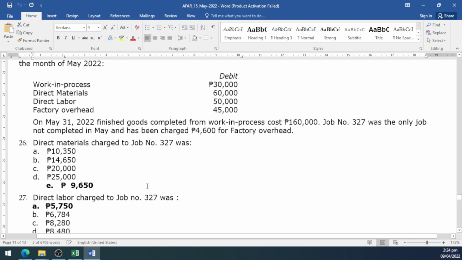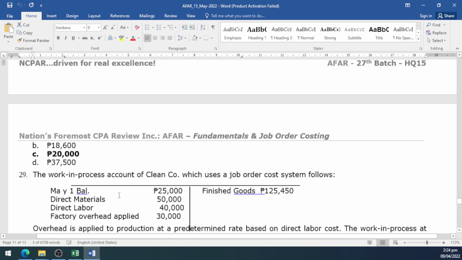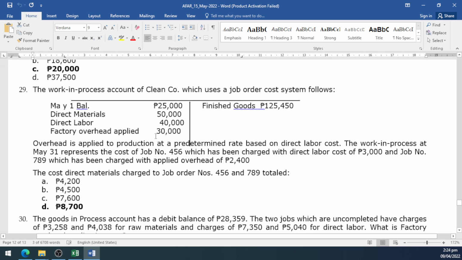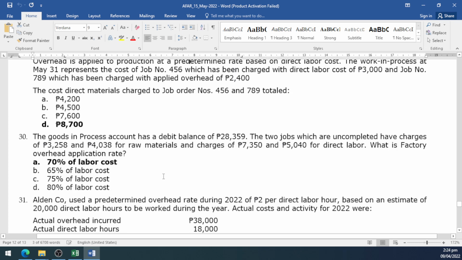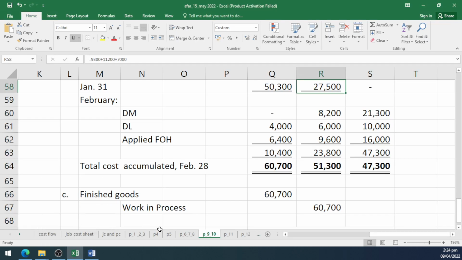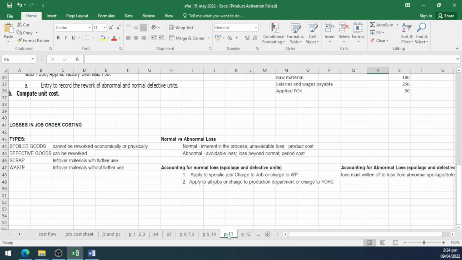There's one actually here na baka malito kayo, this one 70%. Anyway, so we go back, class, to our problem solving ng job order costing. Okay na tayo sa normal costing, actual costing, job order costing without losses. Now, we will proceed to losses in job order costing. We proceed to accounting for losses in job order costing.